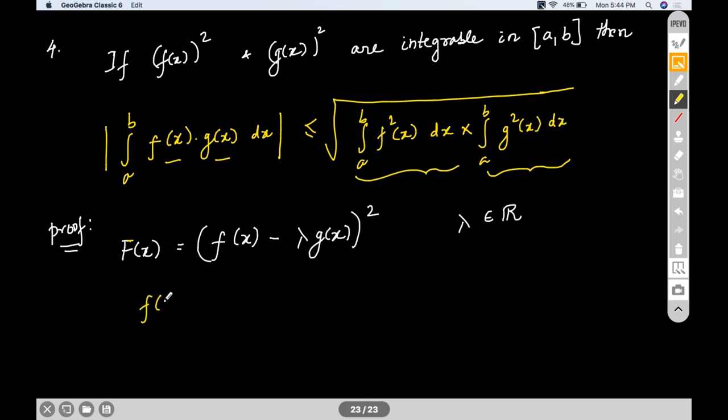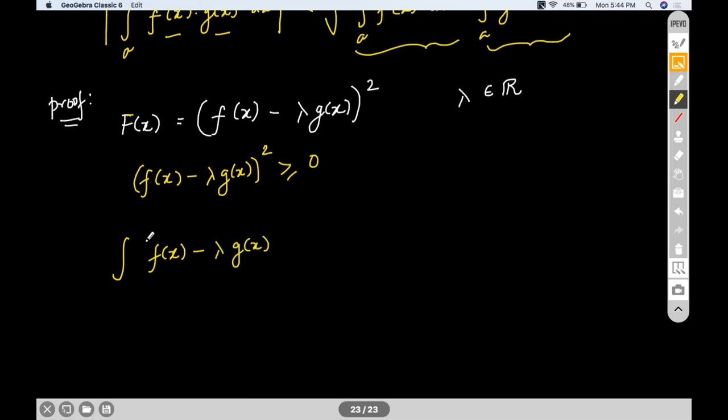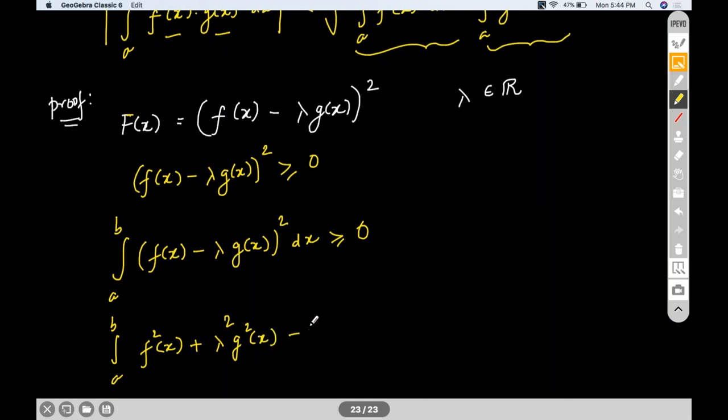Now we know that any square of a function will always be greater than or equal to 0. And if a function is always positive, so will be its integral. So I can say the integral of the square of this dx from a to b will also be positive, right? Let's square it up and open the brackets. So it'll become f square x plus lambda square g square x minus 2 lambda f of x g of x, and this would be greater than or equal to 0.